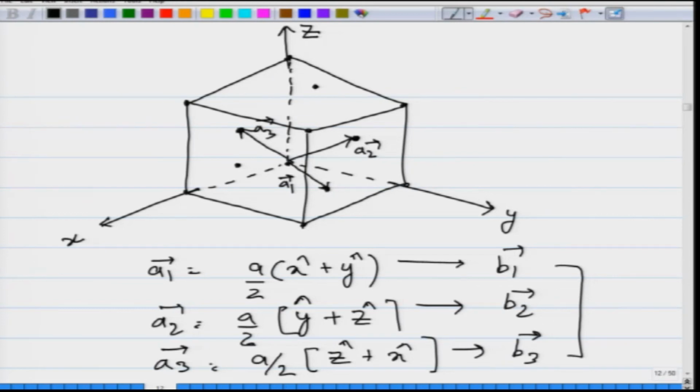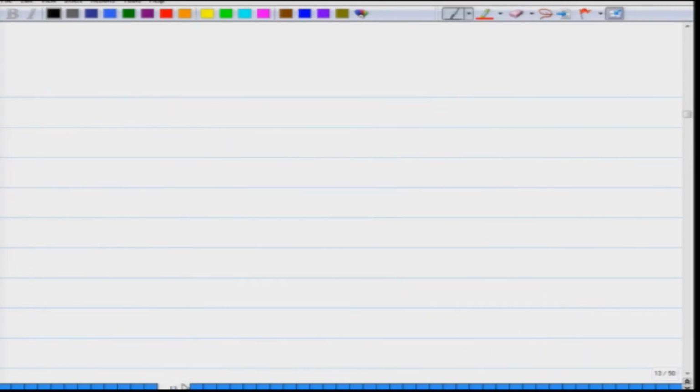Now, I move towards the next problem, problem number 11. In problem number 11, they define the function S equals the summation over i of e to the power i k dot r_i vector. And they say the BCC lattice structure can be considered as a cubic unit cell with basis atoms at 0, 0, 0 and A by 2, A by 2, A by 2. Then what will be the value of this quantity?